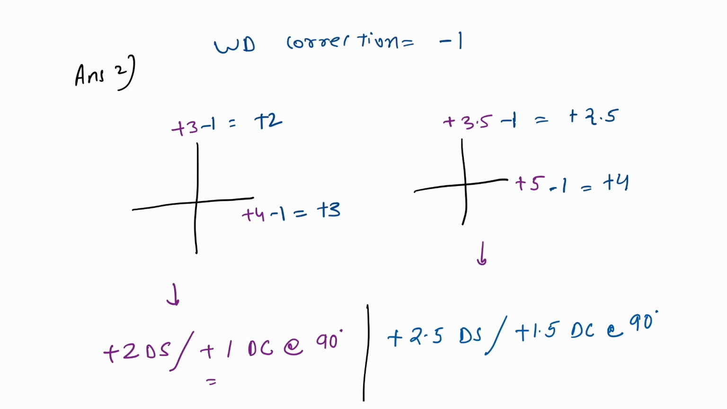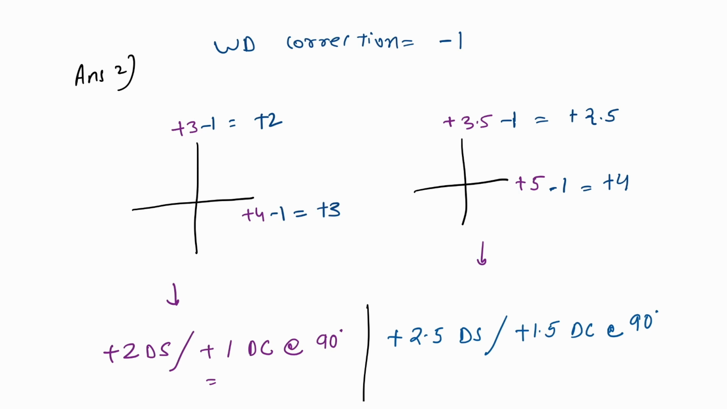From the question, we know that working distance is 1 meter, so we know how much to subtract: minus 1. So for the right eye, construct the same power cross. Make sure that in every question you make this power cross, and only then solve. The first step is subtracting the working distance from the power cross. So plus 3 minus 1 is plus 2, and horizontally plus 4 minus 1 is plus 3. For the left eye, plus 3.5 minus 1 and plus 5 minus 1.